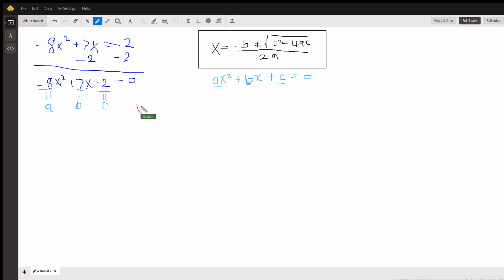So we have x is equal to negative b, which is going to give us a negative 7, plus or minus the square root of b squared. So b here is a 7 again, so 7 squared is 49, minus 4 times a times c. Our a is a negative 8, and our c is a negative 2. So we multiply those together, we get a positive 16. We divide all of this by 2 times a. Our a is a negative 8, so we get a negative 16.